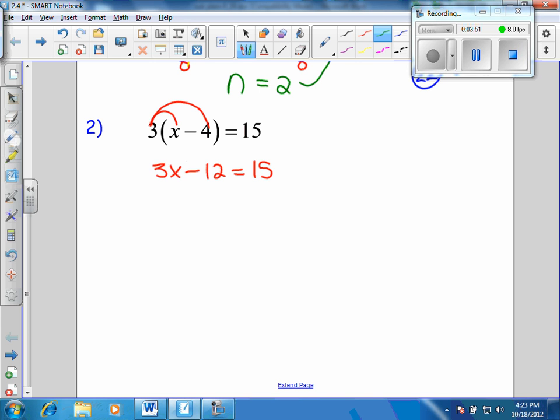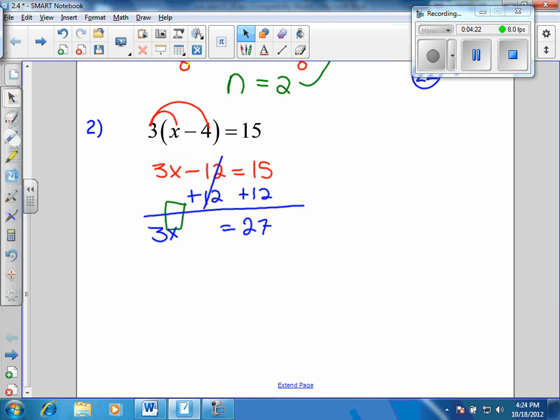So we're going to identify the variable and isolate it. In order to do that, we have to do the opposite operation. To move the 12 over, we have to add. Since it's subtract 12, we're going to add 12 to both sides. Then on the left-hand side, this cancels. So we have 3x is equal to 27. So remember, we want to isolate x.